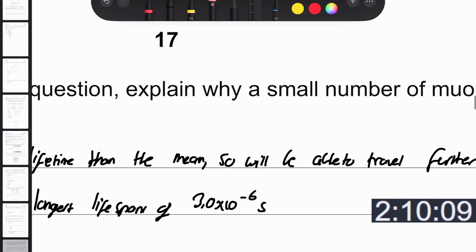Times 10 to the negative 6 seconds, or let's just do 3.0 times 10 to the negative 6, 0.997.